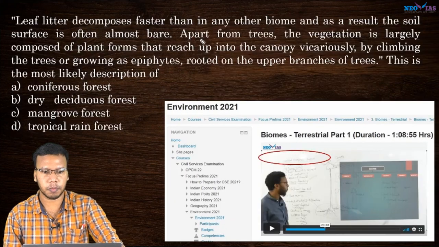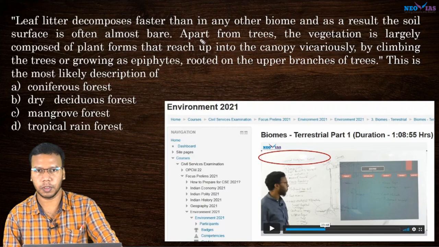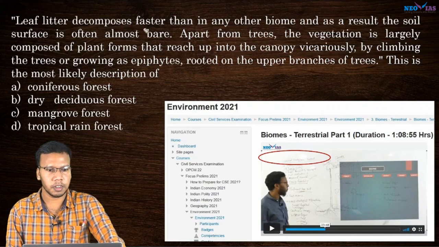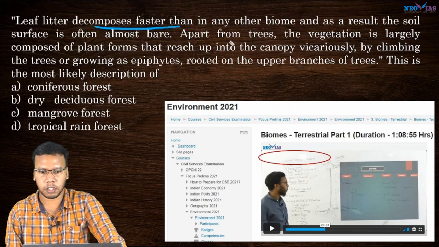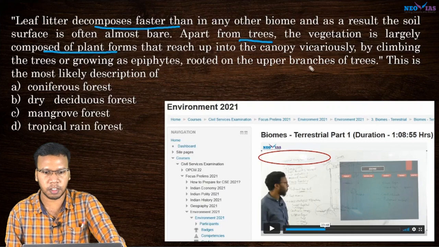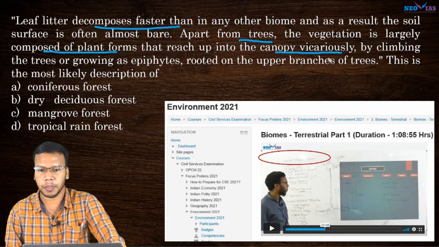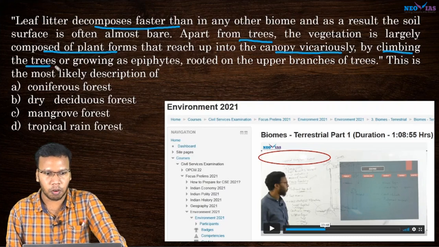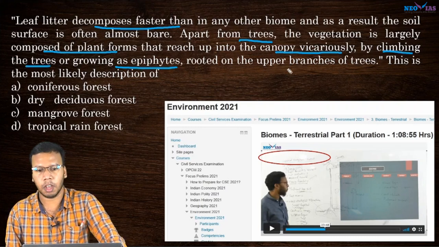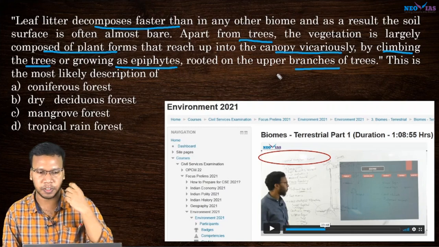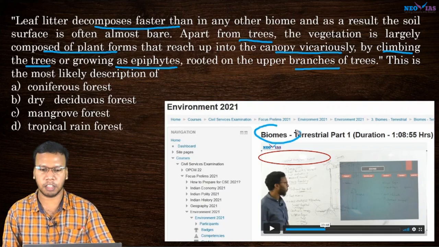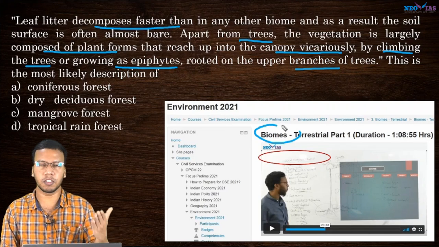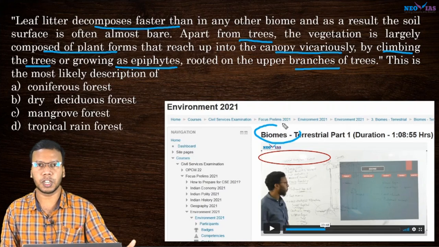So here is a question from the natural vegetation, from the biomes, from the forest types. The question is like this: the leaf litter decomposes faster than in any other biome, and as a result, the soil surface is often almost bare. Apart from trees, the vegetation is largely composed of plant forms that reach up into the canopy vigorously by climbing the trees or growing as epiphytes, rooted on the upper branches of the trees. This is the most likely description of: coniferous forest, dry deciduous forest, mangrove forest, tropical rainforest. Whenever we study about the biomes, the natural vegetation or the forest types, we will study the features or characteristics of the respective biomes, right?